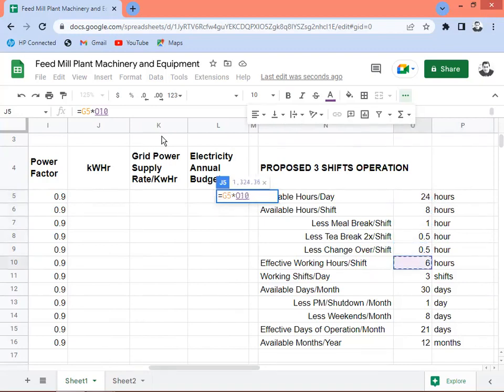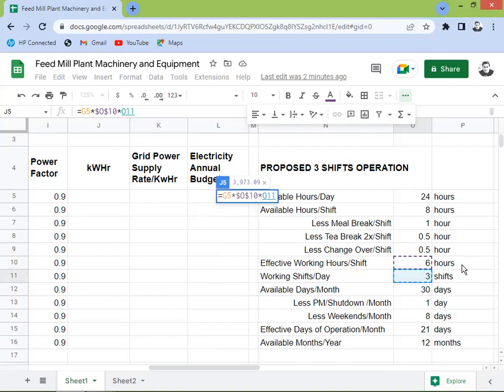Okay, we're going to include this one, 6 hours, because there will be 6 hours of operation per shift. Since this information is coming from one cell location, we're going to put the absolute cell reference. You can press F4 on your keyboard, so it will include the dollar sign. Then we're going to multiply by the three shifts also, because it's 6 hours per shift. So we're going to calculate the 24 hours of operation, or the three shifts operation.